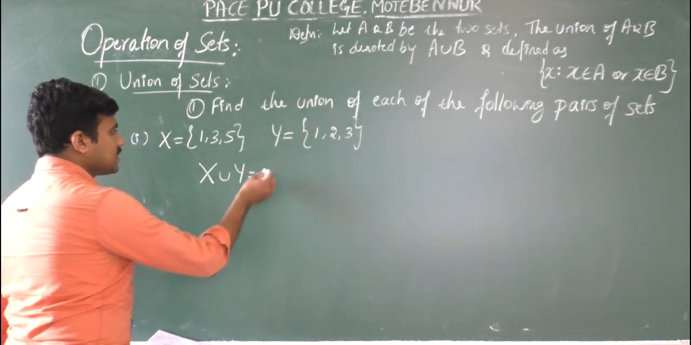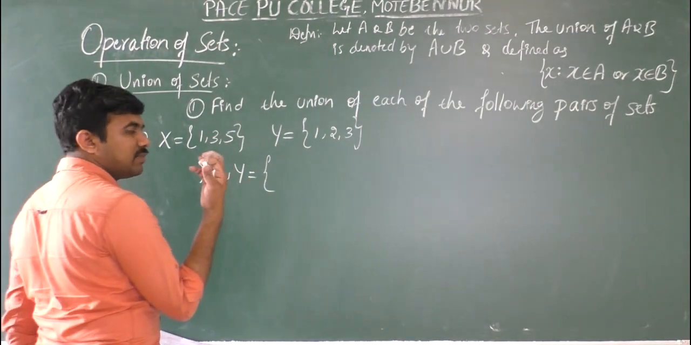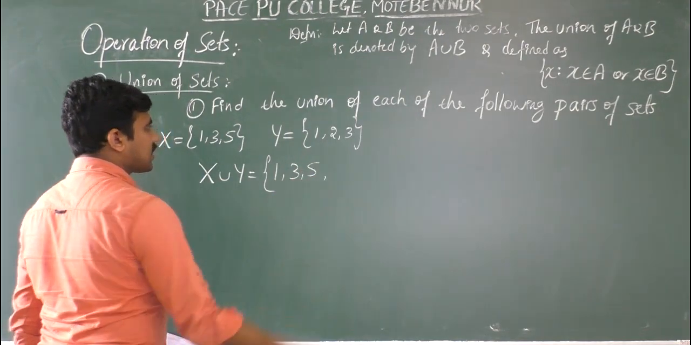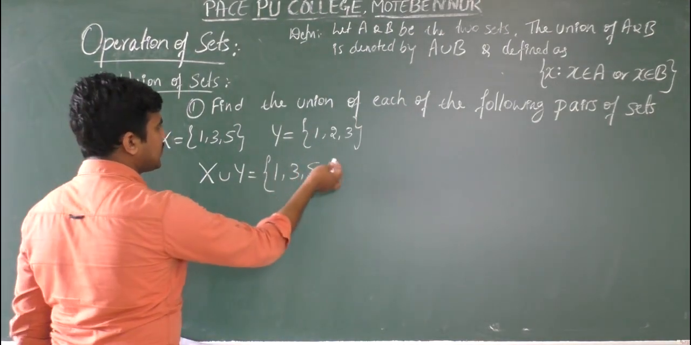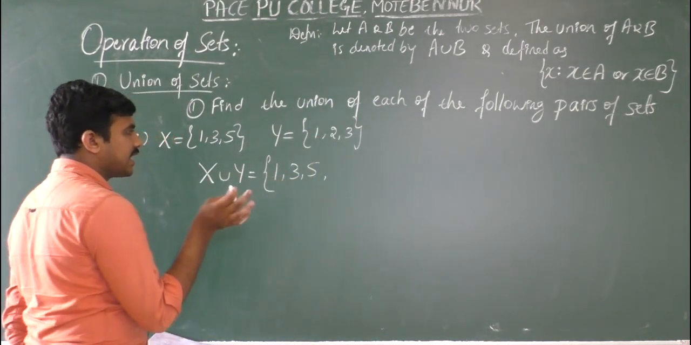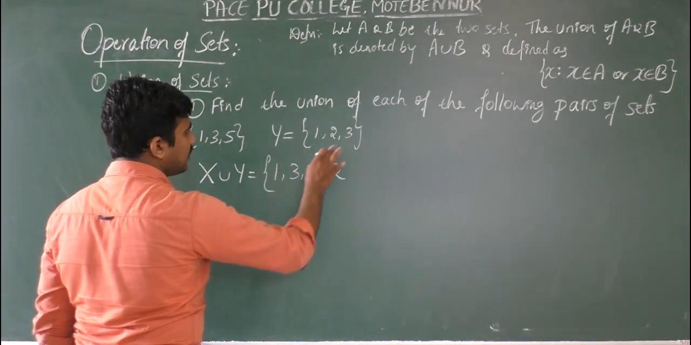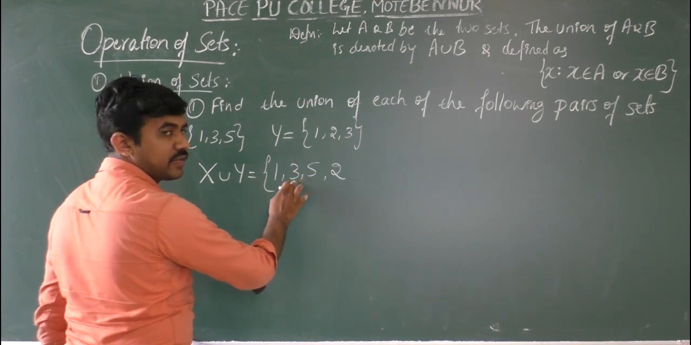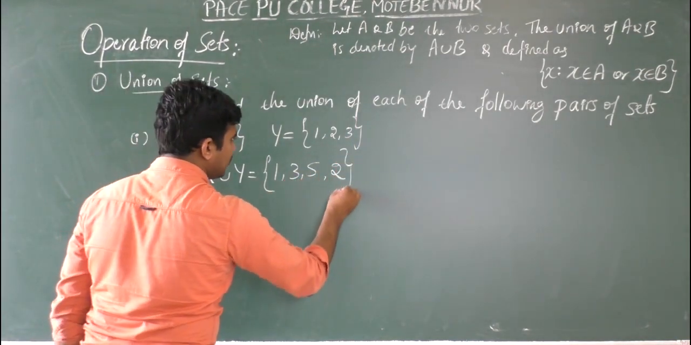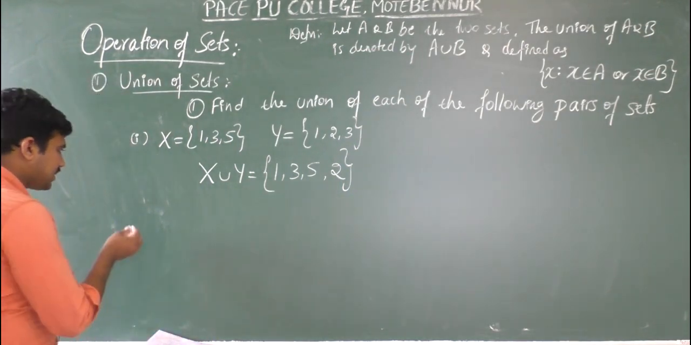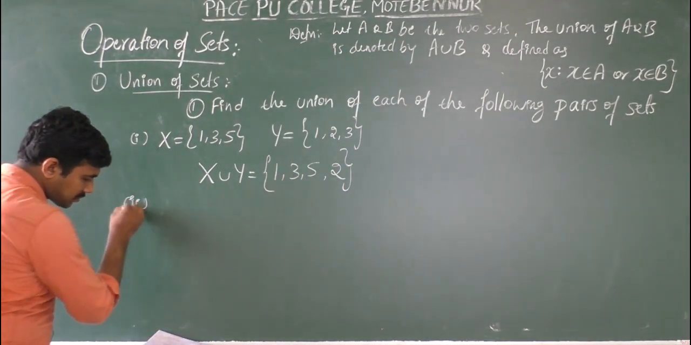So now that is equal to the set of all, collect all the elements of X, that is 1, 3, 5. Collect all the elements of Y, that is 1, already we have, don't write again. Next 2, okay, 2 is not there, write it. 3 already you have, don't write again. Okay, so like this is X union Y. Next set, see, second question.